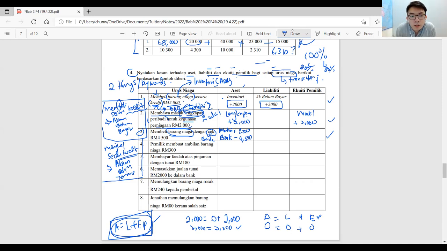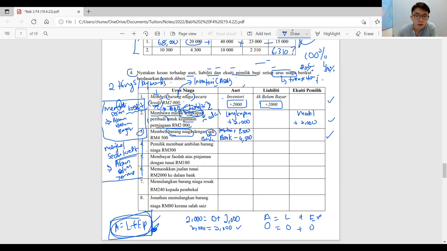Right? That's why you must learn this formula before you do accounting. Because this is very, very important. All right? Okay, now. Let's continue.